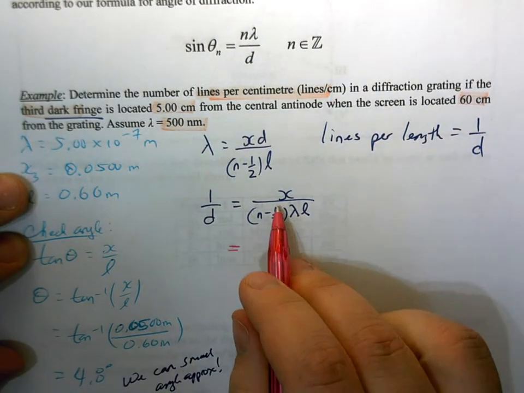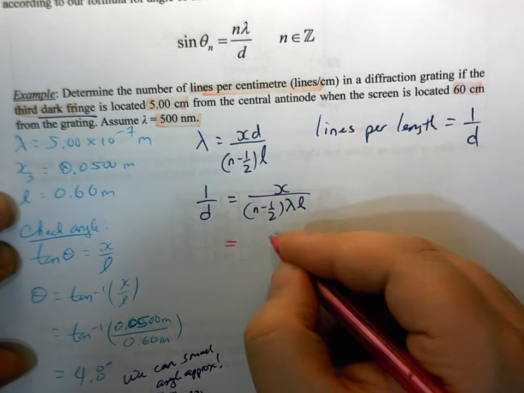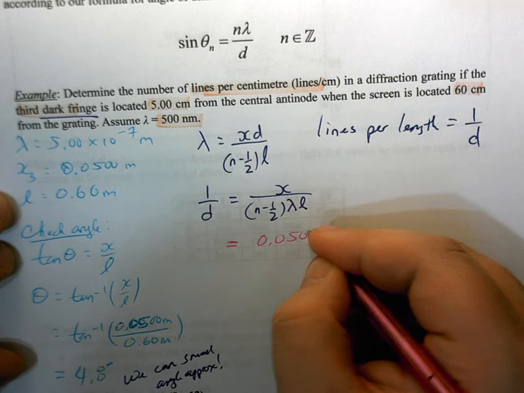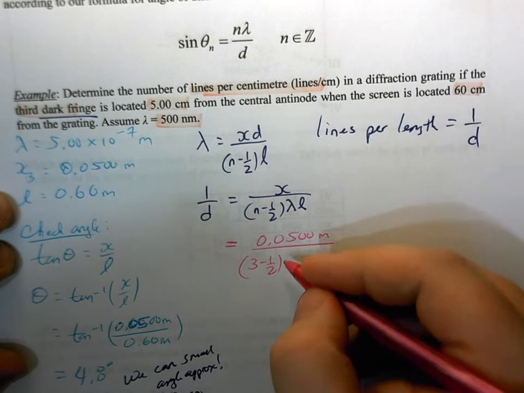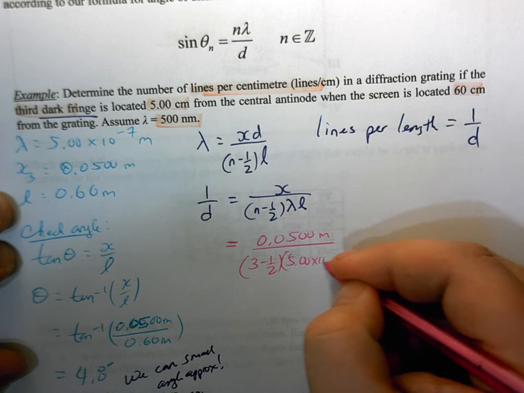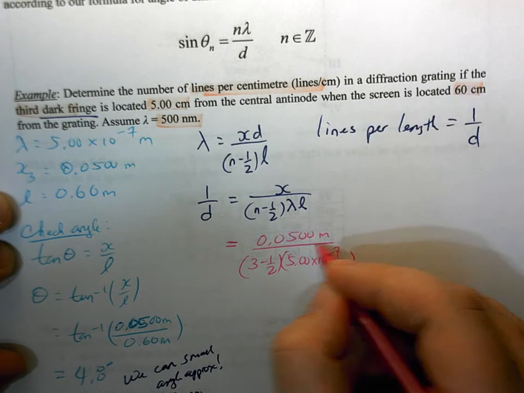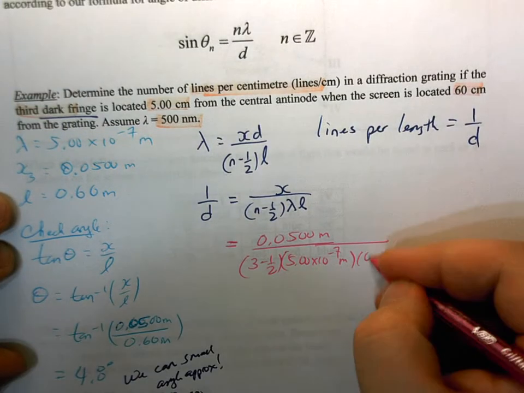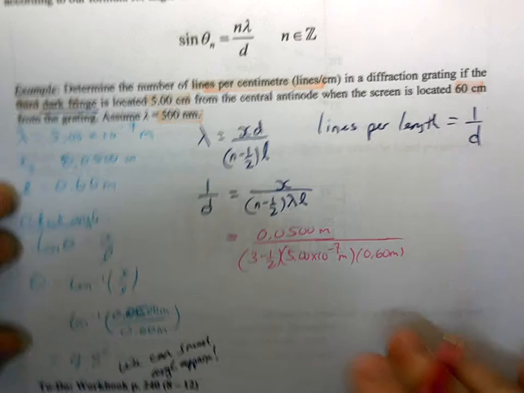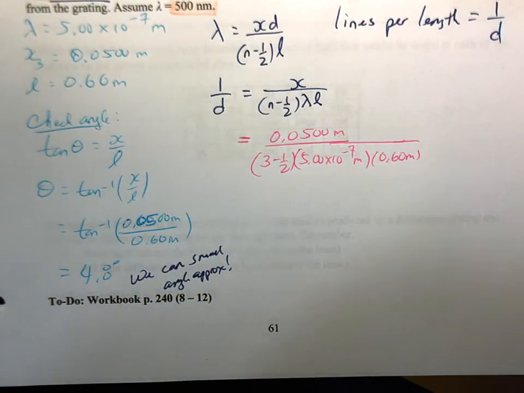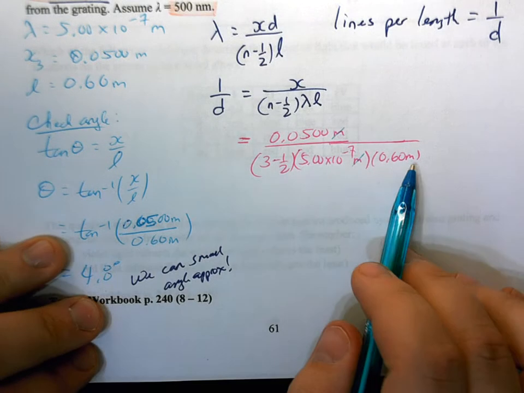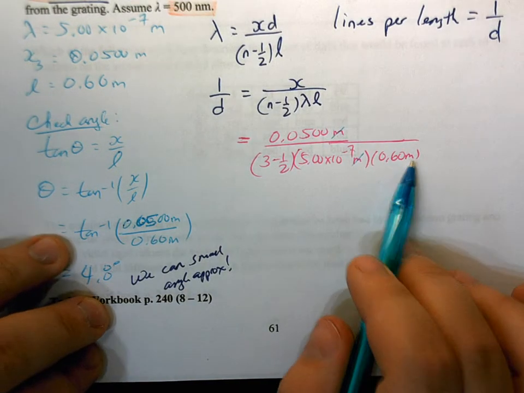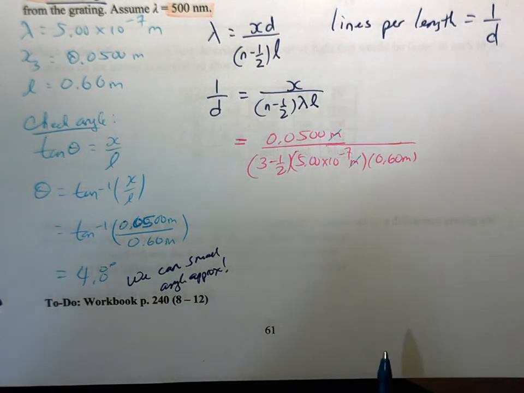Let's check. So we have this x. We're told that this is 0.0500 meters. We're looking at the third dark fringe, so we have this 3 minus 1/2. We have this wavelength of 5 times 10 to the minus 7 meters, and then we have this length of 0.60 meters. So let's just check the units quickly. I have meters up top, it's going to get rid of a meter on the bottom, so I'm going to have a meter in the bottom here. So this is good. I have an inverse meters. We're on the right track.